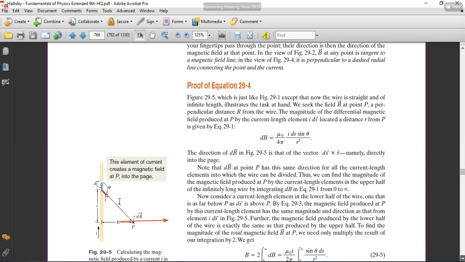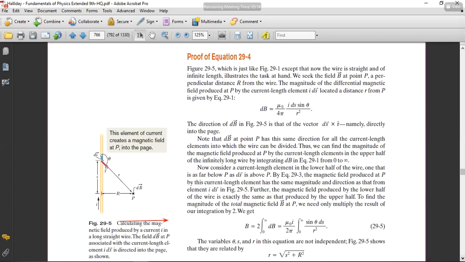Isn't it the same figure? Isn't it the same? Yes, sir. This is the current length element. It is making an angle theta with the distance from the point P. And this is the distance of the point P from the wire.